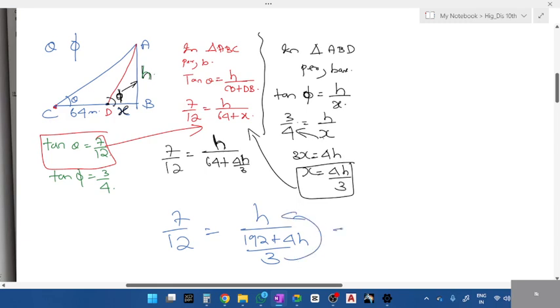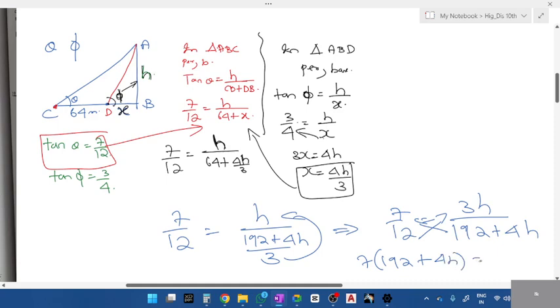This 3 will get multiplied. Just make a note of this. And so you'll get 7 by 12 is equal to 3h divided by 192 plus 4h. Then they get cross multiplied: 7 into (192 plus 4h) is equal to 3h into 12. Will you all substitute, calculate this and find the value of height?